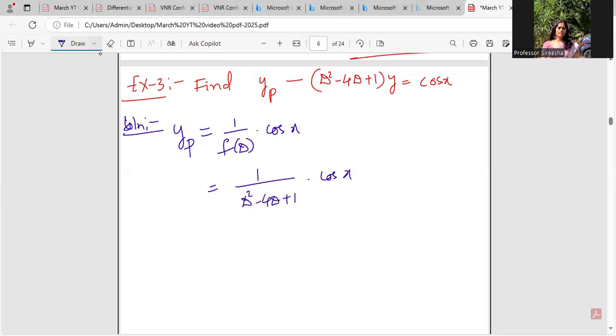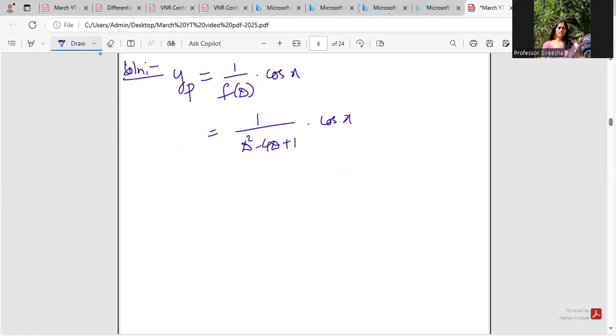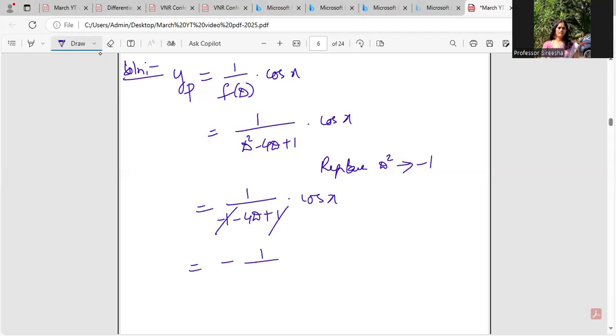As discussed in the introductory video, the theorem is to replace D squared by minus 1. So what I'll have is 1 by minus 1 minus 4D plus 1 into cos x. The plus 1 and minus 1 go off, and I'll have minus 1 by 4D into cos x.